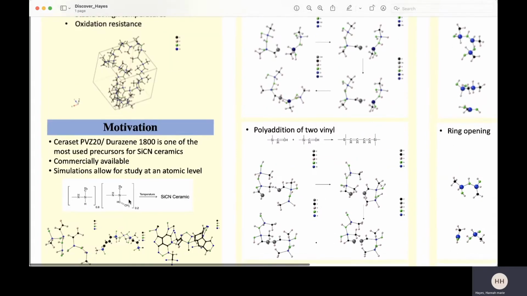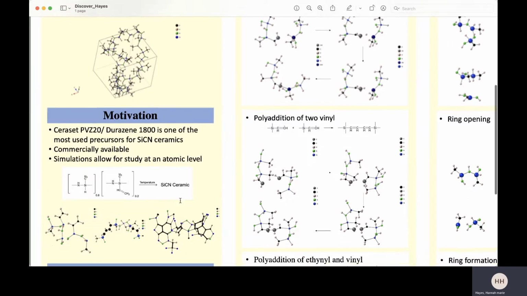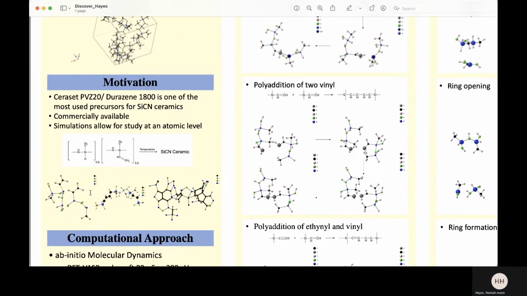This scheme shows the different parts of the polymer. It contains this fragment that has silicon, hydrogen, and a methyl group, as well as silicon, a methyl group, and this vinyl group, which is in 20% abundance. As you increase the temperature, the ceramics are formed. This image on the bottom shows a section that highlights these vinyl groups. This image in the middle shows two different cross-linking reactions, and this image on the right shows the polymer after pyrolysis.